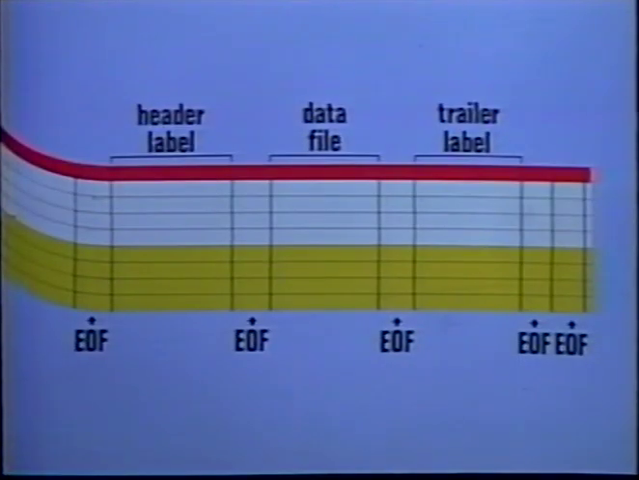Depending on their length, more than one file can be stored on a tape. They are separated by end-of-file marks, abbreviated as EOF, and identified by header and trailer labels. The labels include the file name, the details of block size, record length, and so on, to help ensure that the correct data set is being referenced.